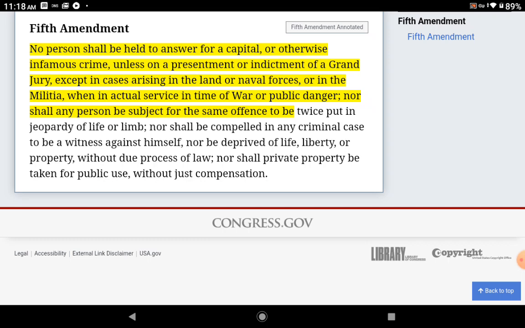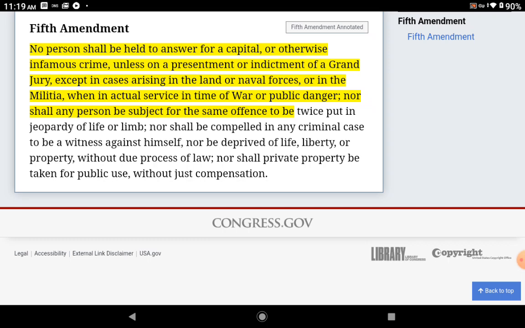Now, if you commit a crime, then yeah, you have to go through it, but you have to receive due process. Due process means they have to follow the law. That's what due process means, that they have to go through the process, but they have to follow it. Let's continue. Let's skip all the stuff in the yellow, with the exception of the beginning. No person shall be held to answer or to be twice put in jeopardy.